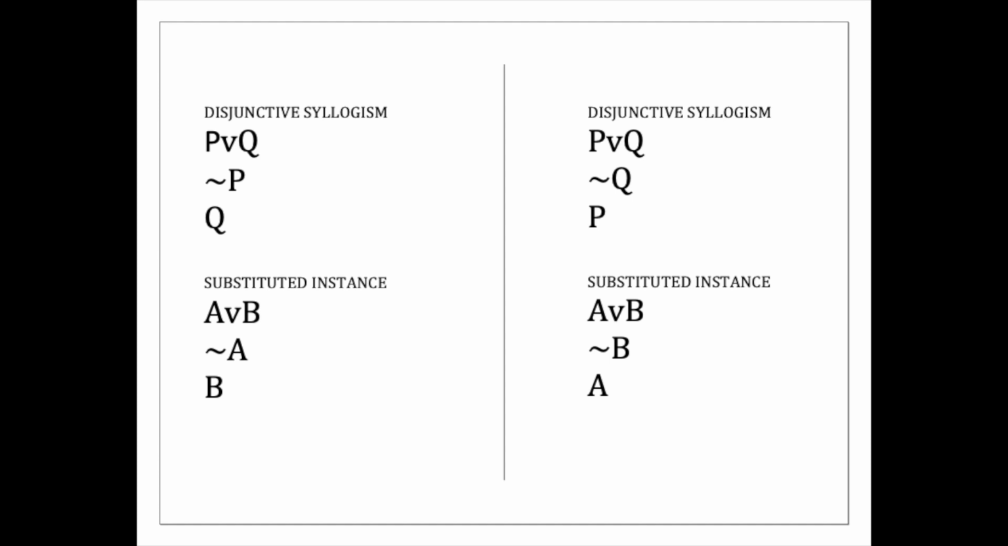And now let's look at the disjunctive syllogism. There are 2 variations of the disjunctive syllogism valid inference rule. I've put both of them up. The first, P or Q, not P. Therefore, we can infer Q. The second variation, P or Q, not Q. Therefore, we infer P. You'll notice the 2 substituted instances follow the same structure as the 2 variations of the disjunctive syllogism valid inference rule.